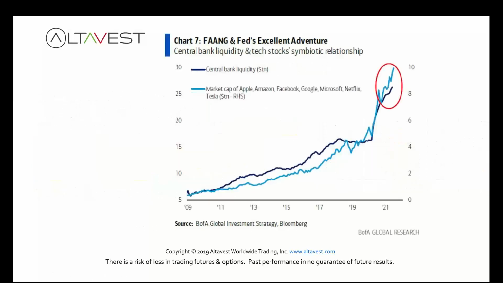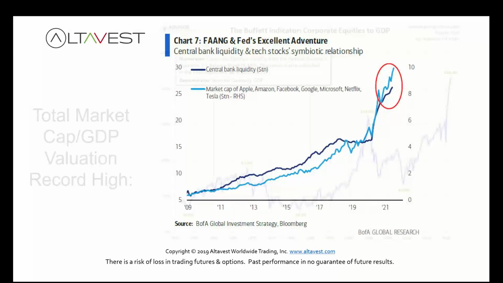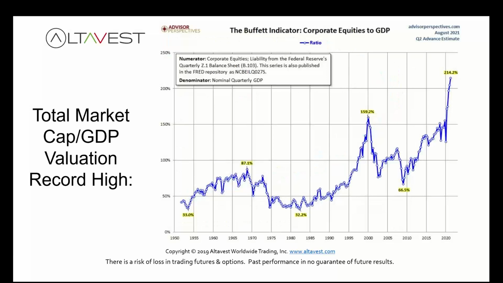And now look at this, talking about diversification. Here are the FANG stocks, and here's central bank liquidity, this dark blue line. So do you see any correlation there, folks? This whole market melt up is really based on liquidity driven by the Federal Reserve. Fascinating. Total market cap to GDP, the Warren Buffett indicator. You know, we're at record highs and getting higher.